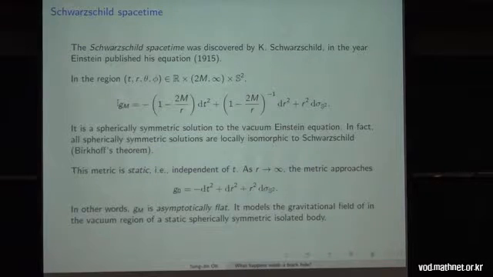So let me give you the first example of a non-trivial solution to the Einstein equation. It's called the Schwarzschild solution. So this is a solution to the Einstein equation which is spherically symmetric. Actually, it's quite remarkable how quickly it was discovered. It was published 1 year after, but actually it was discovered the same year as Einstein published his equation, by Karl Schwarzschild, while he was serving in the military during the First World War.